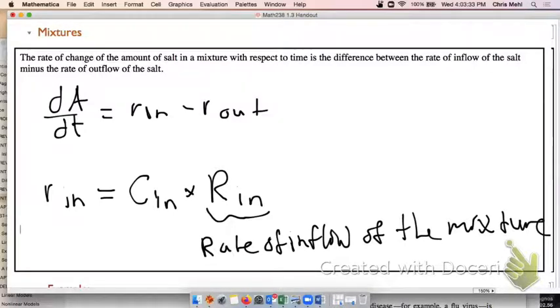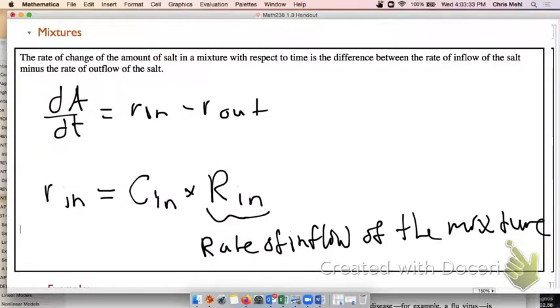Maybe you know how many gallons per minute of some solution is coming in. So lowercase r is just the rate of change in the amount of salt. That makes sense because if you take the concentration, say 3 grams of salt per gallon, and multiply that by the number of gallons per minute of solution coming in, that should give you the rate of change in the amount of salt coming in per unit time.